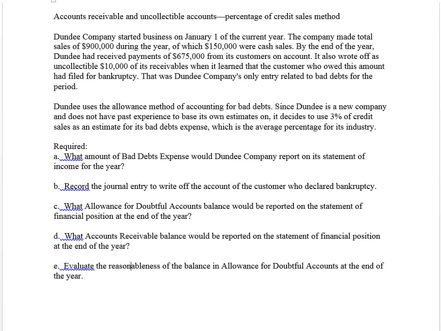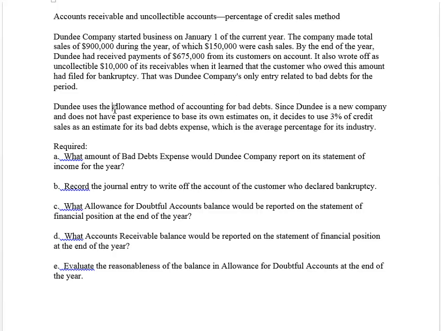Now it says by the end of the year, the company did receive payments from their customers of $675,000, and again, that $675,000 was from customers who they had sold to on credit or on account. They wrote off $10,000 as uncollectible. So those are customers that had filed for bankruptcy, so they didn't think they were going to collect. So that was the only amount that the company had related to bad debts for the period.